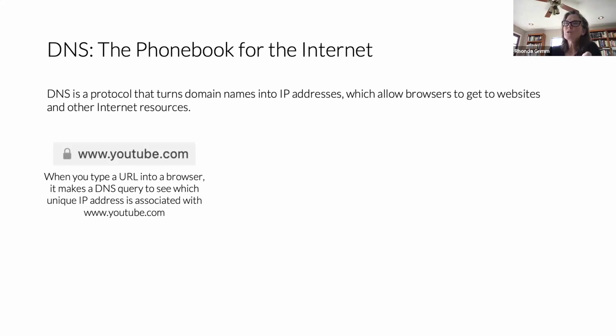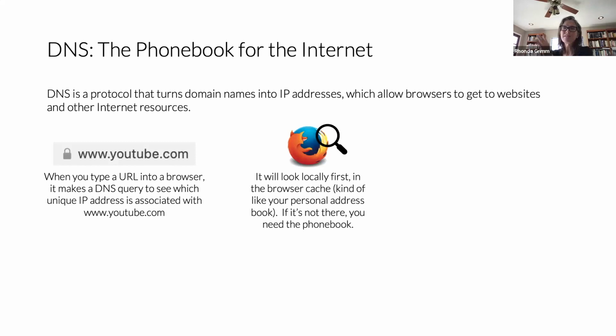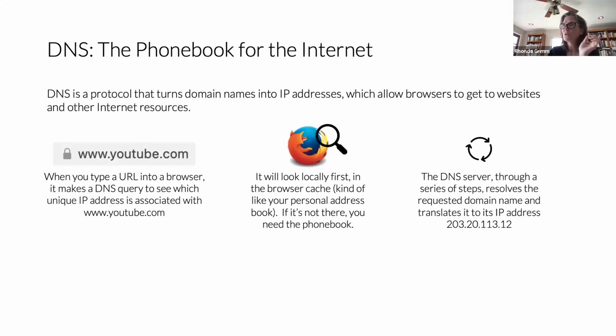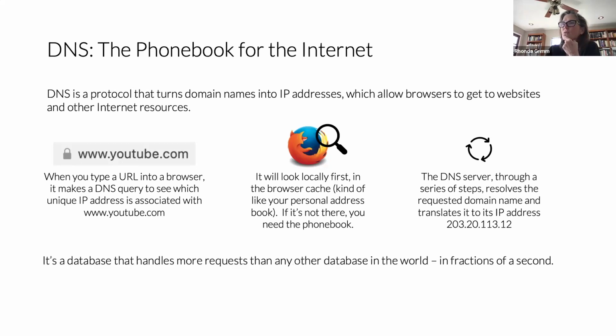So when you type in that URL in the browser, it does a DNS query to see what IP address is at this moment associated with youtube.com. First place it'll look is in your browser's cache. It'll see if you've ever been there before and it's still there. But if not, it has to go to a DNS server, and there's scads of them all over the place. And through a series of steps, it resolves the domain name and translates it to an IP address.